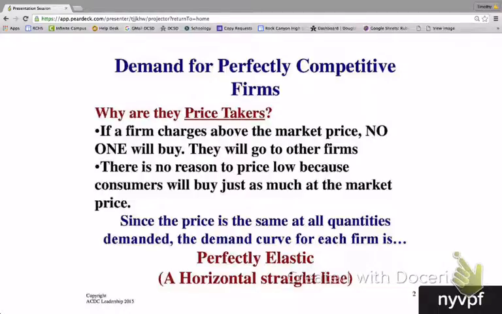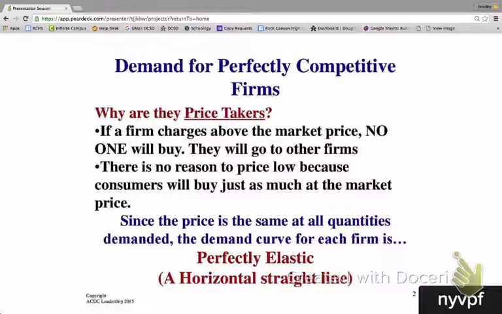And what if they charge a lower price? You might say, well, they should charge a lower price. No, because consumers will buy just as much at the market price. Because they have such a small share of the market, they can sell as much as they want at the market price. So it would be crazy for them to charge a price lower than the market price, because they would only lose profit if they do it. They wouldn't gain any market share, and they wouldn't make more profit. So they can't charge a higher price, and they have no reason to charge a lower price, which means they will charge the market price, and they're a price taker.